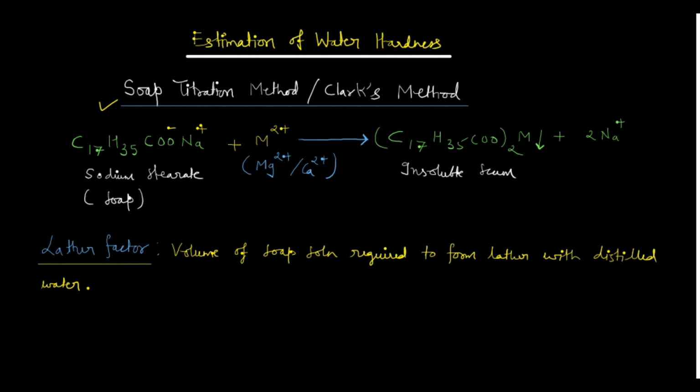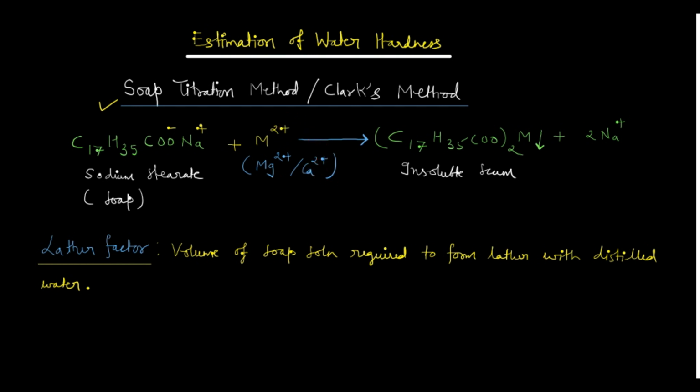As long as these ions are present in the water sample, your water will not produce any kind of lather. Once you have precipitated these calcium and magnesium ions as this insoluble scum, and these ions are completely removed from the water, only after that will your water sample produce the lather, and that amount of soap which is consumed by the water sample is equivalent to the hardness present in the water sample. This you have to remember.